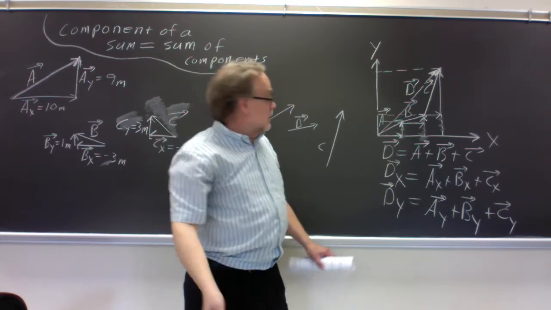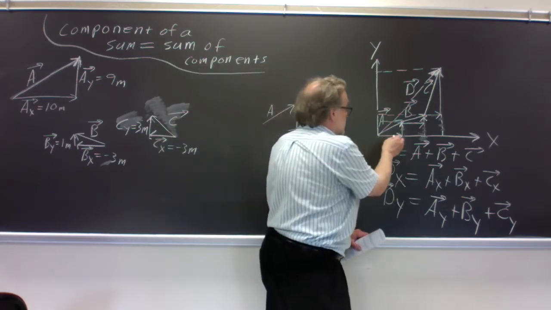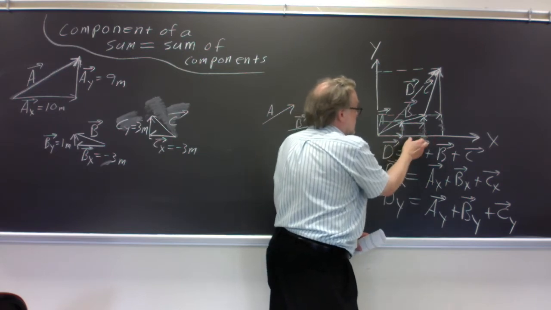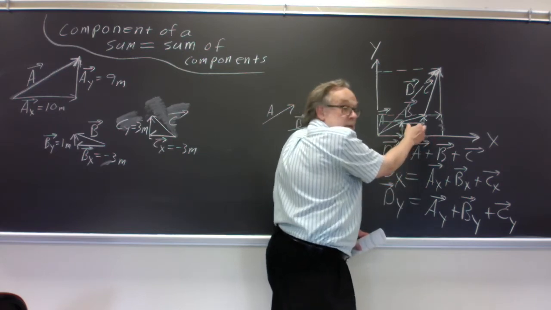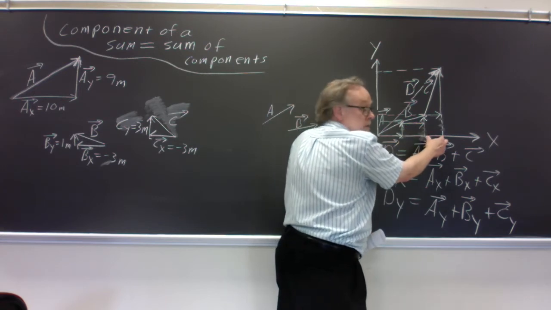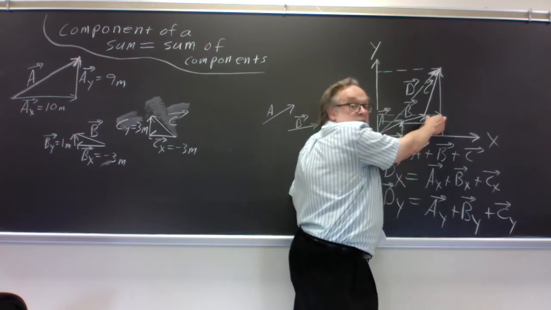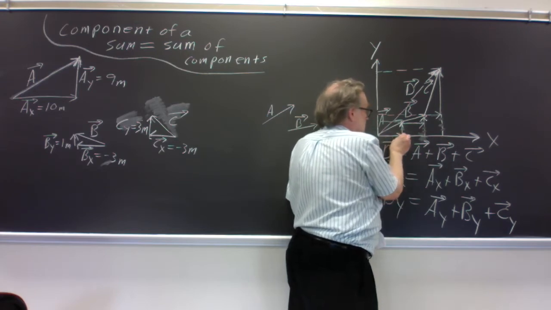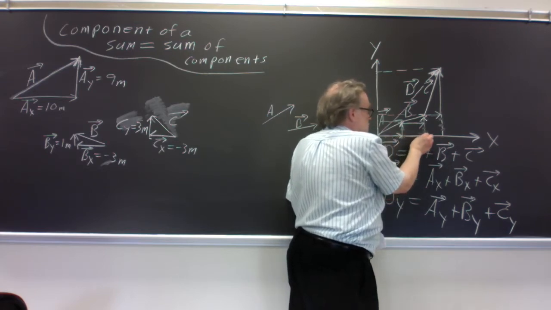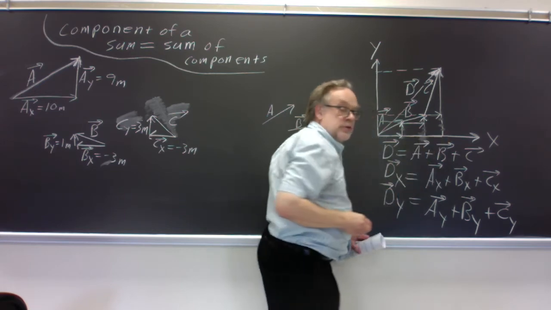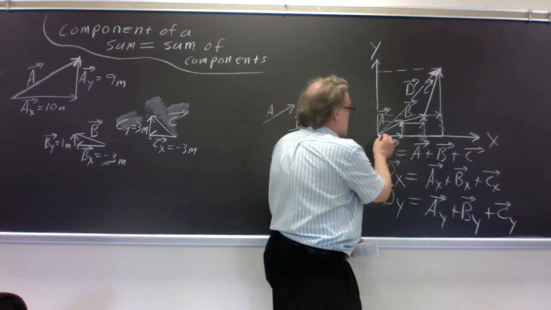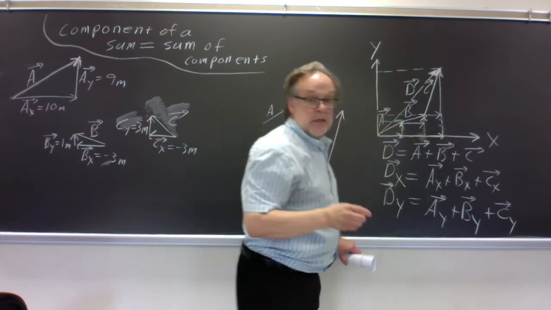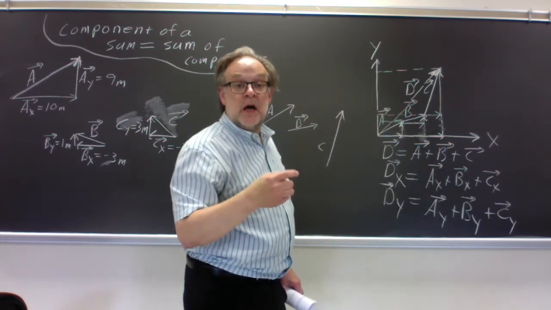Now, this length is the x component of A, this length is the x component of B, and this length is the x component of C. But add the x component of A to the x component of B to the x component of C, and all of this is simply the x component of D.